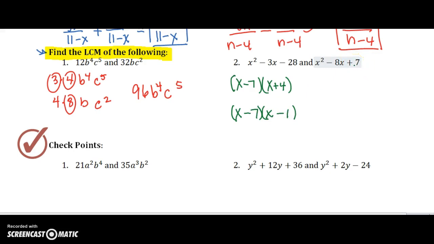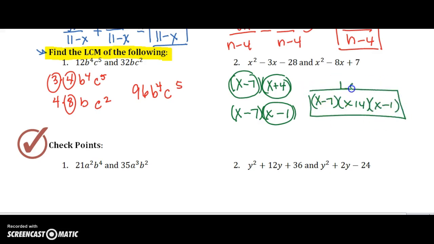And so our least common multiple, you have to take one of each. So we only have to take one x minus 7, but we have to take x plus 4 and x minus 1. So it's all 3: x minus 7, x plus 4, and x minus 1. That is your least common multiple. So I'm going to let you do the checkpoints 1 and 2 below.